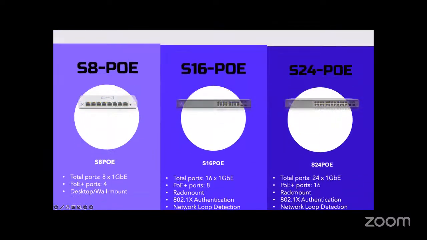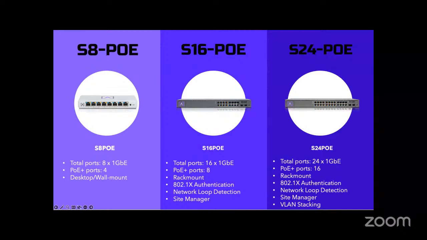None of these switches are full PoE. So you have the S8 PoE and the SX16 PoE are half PoE switches. So from 8 ports, you have 4 PoE ports, and from 16, you have 8 PoE ports. They're all manageable. If you're looking for good layer 2, easy to install switches, these are the ones for you. All rack mounted, network loop detection, site manager, a lot of features you can have with this.